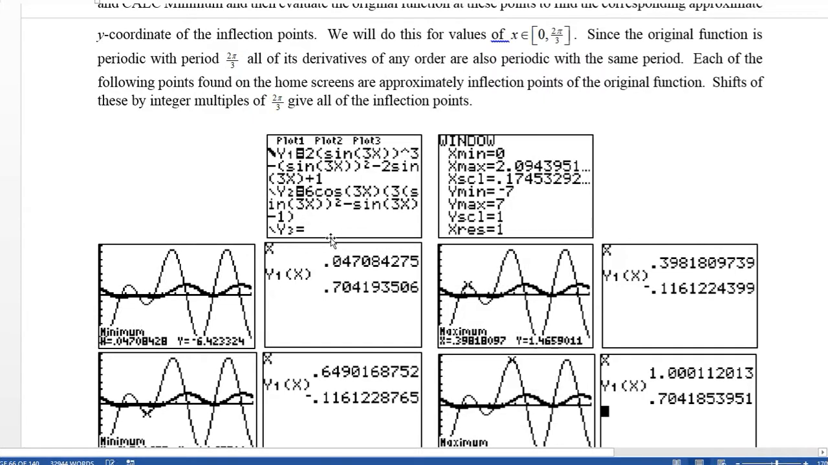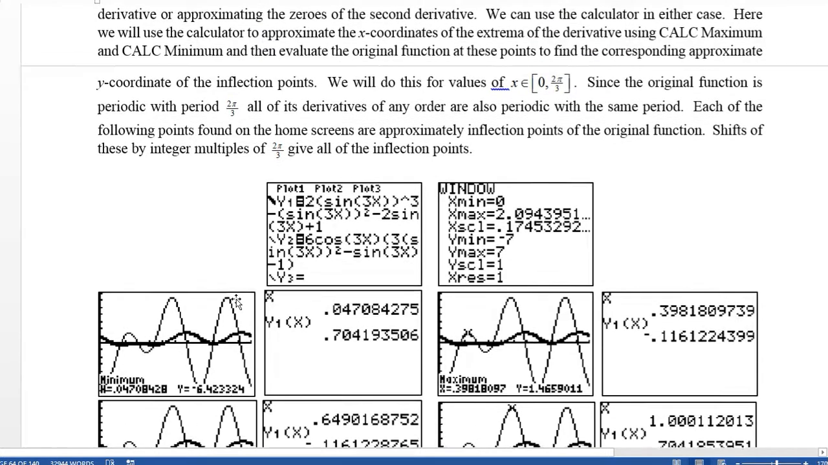So what we want to find is the x-coordinates of these places where the derivative is at a maximum or a minimum, and then we want to find the original y's of those. Notice in y1 I've got the original function, y2 is the derivative, and I've got a window here that goes from 0 to 2 pi over 3, so I'm just looking at the first period, one period of it.